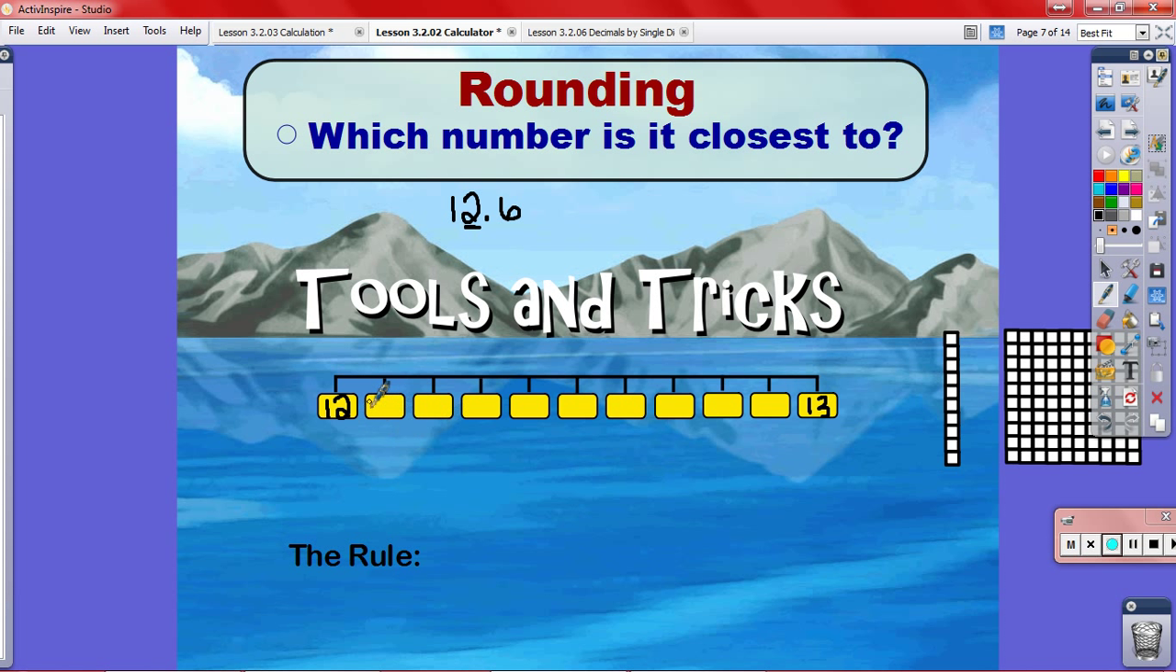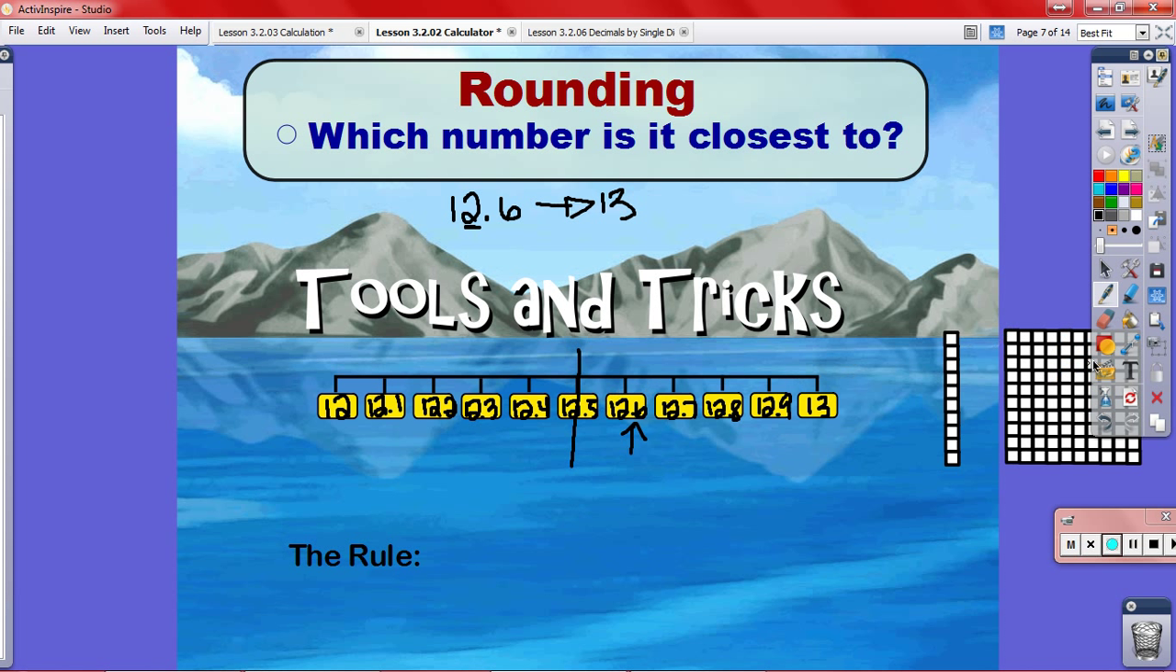And between 12 and 13 I have 12.1, 12.2, 12.3, 12.4, 12.5, 12.6, 12.7, 12.8, and 12.9. Now 12.6 is right here. The middle is right here. So I am closer to 13, so I would round this to 13. Okay.